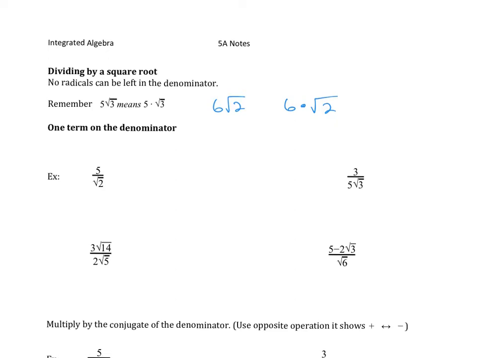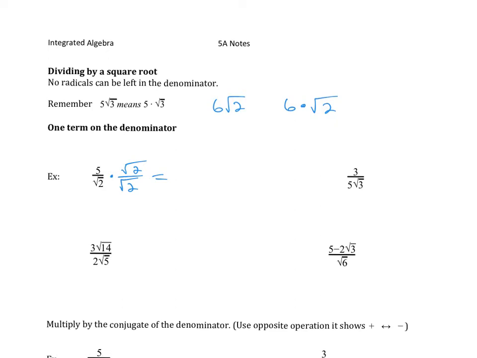To get rid of that radical, we're going to multiply by the exact same expression. Here, if we have 5 over the square root of 2, we're going to multiply both the top and bottom by the square root of 2. We're multiplying by that exact same radical expression, and we can do that because the square root of 2 divided by the square root of 2, anything divided by itself, is just 1. So we're just multiplying by 1, not changing the value, but getting rid of the radical symbol in the denominator.